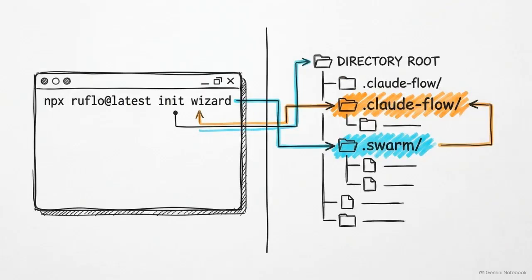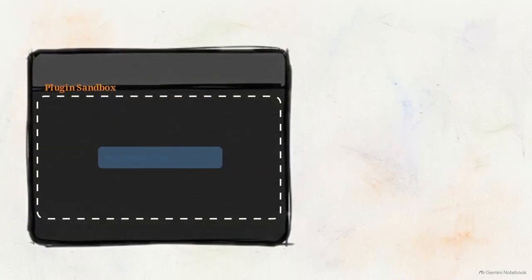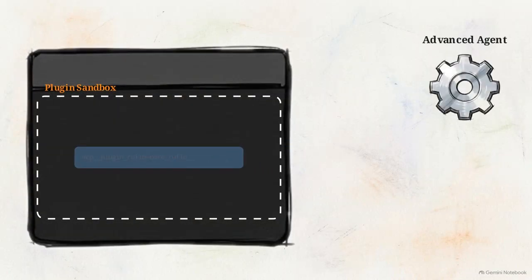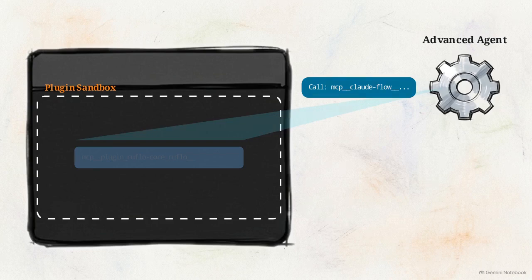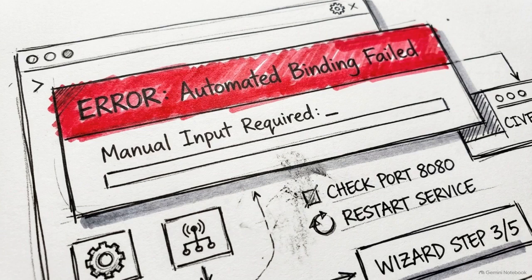With the environment ready, we launch the project setup by running the Initialization Wizard. This scaffolds the configuration and memory directories directly into your repository. It is important to avoid installing Ruflo through the Claude Code plugin marketplace. The host application renamespaces tools inside the plugin sandbox, which prevents advanced agents from correctly identifying and calling their orchestration tools. If the automated wizard cannot modify your global settings, you will need to register the server manually.